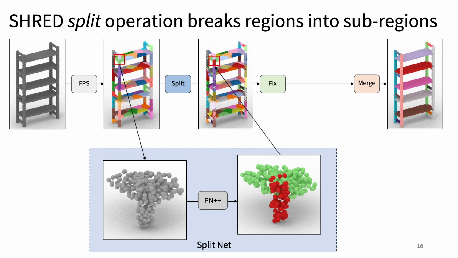The split operation runs a split network on every input region and then propagates these predictions back to the global shape view in order to produce an over-segmented output decomposition.